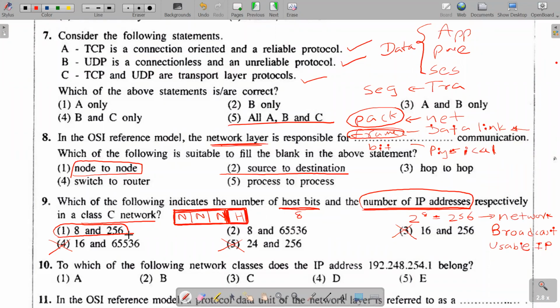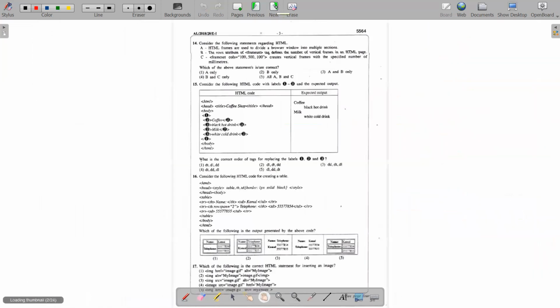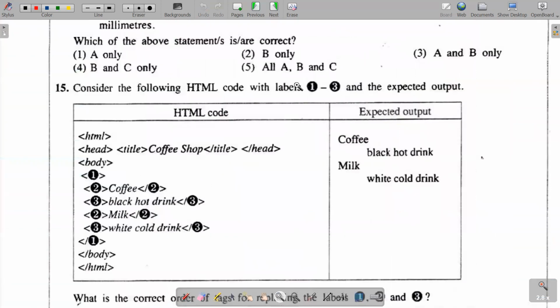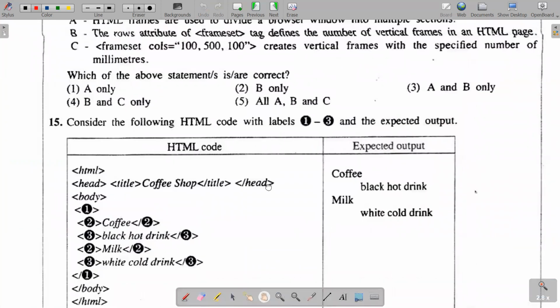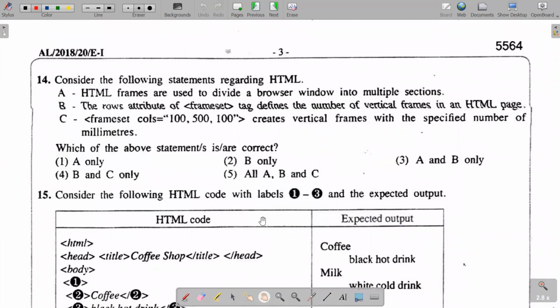Right, so then not the 10, not the 11th, then you have asked the 14th. 14th, yes. So what do we have on the 14th? Consider the following statement regarding HTML. Oh, the frames, it is not in your syllabus now, but it's better you get to know things from this question, right? So it is asking: HTML frames are used to divide a browser window into multiple sections.